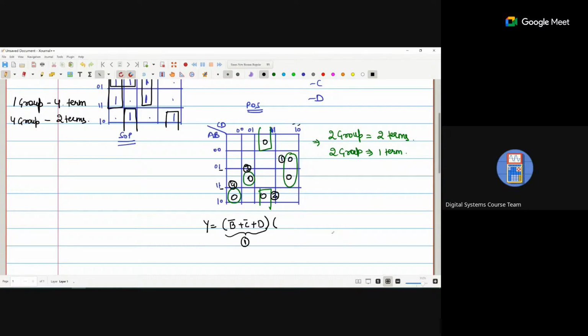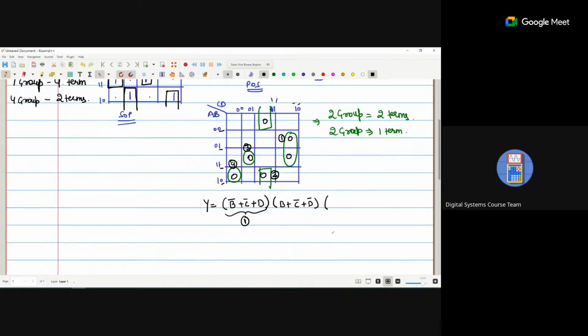Group 2 is this one. First and last. So you can see the value of B is constant, and the value of B is 0. So B. The value of C is 1 and D is 1, so C bar and D bar.